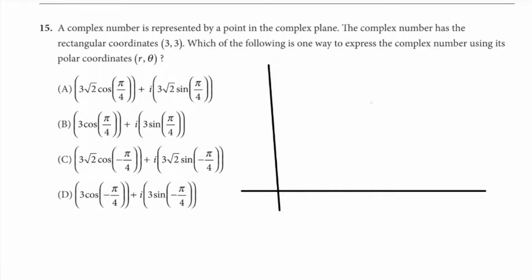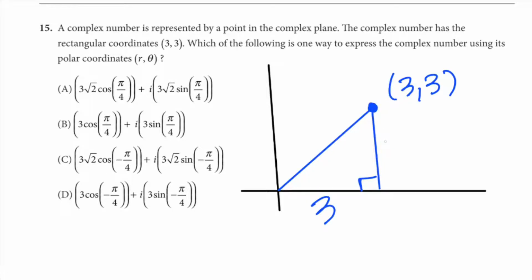All right, and so 3 and 3 looks to me like it would be about there. So what I think it would probably be good to do is draw the right triangle. Okay, so that means this leg is 3, that leg is 3. We're interested in r and theta. R is the distance from the origin. So 3 squared plus 3 squared equals r squared.